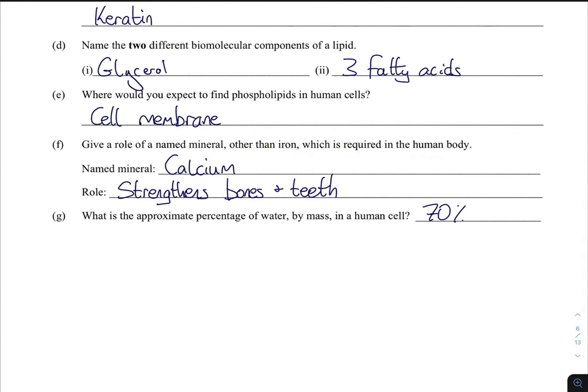Give a role of a named mineral other than iron, which is required by the human body. So I was saying before, you need to know at least 2. Generally for plants, I learn off magnesium and calcium, and for animals, calcium and iron. Calcium, same function really as plants, is to strengthen. Now for plants, it strengthens the cell wall. For humans, it strengthens bones and teeth. G was a bit of a controversial question when it came up.